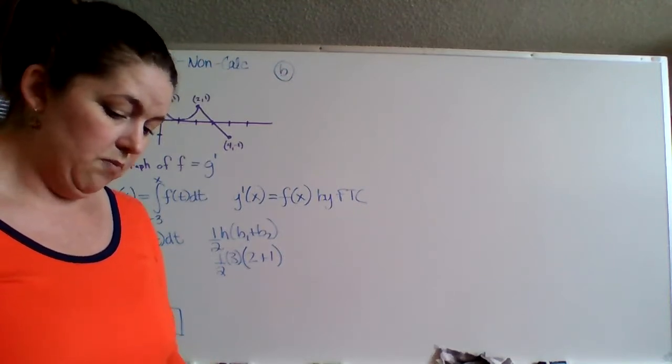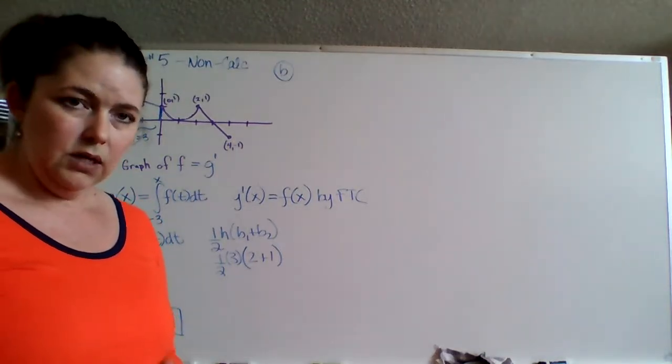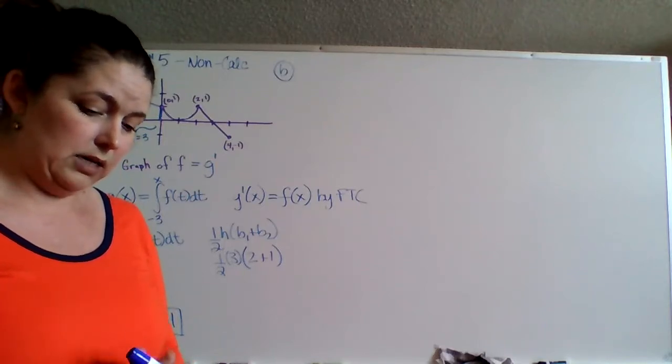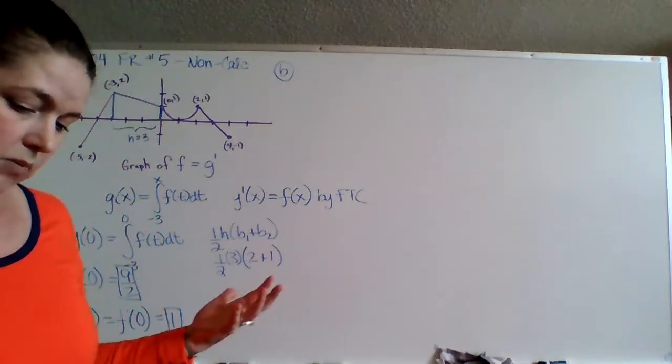So if we're thinking relative maximum, aren't we thinking about where the derivative changes from positive to negative? So the original function would change from increasing to decreasing, and that result would be a maximum extreme.